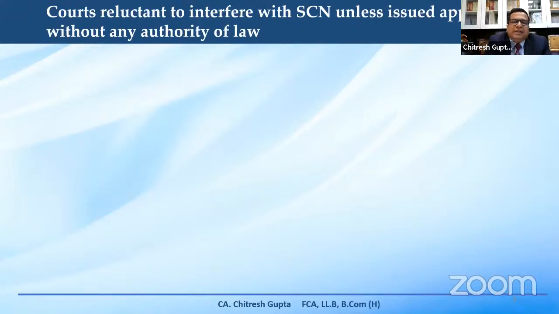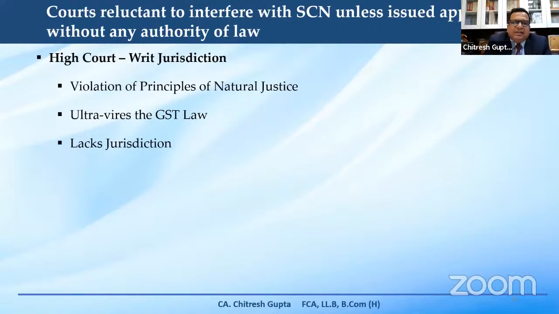So sir, generally the High Courts are reluctant to interfere with the SCN when an alternate remedy is available to the taxpayer, because he can always reply to the show cause notice, get the show cause notice adjudicated and go and file the appeal with the first appellate authority and so on. The process is available in the law. So generally the court does not interfere with the SCN, but there are some exceptions to this rule.